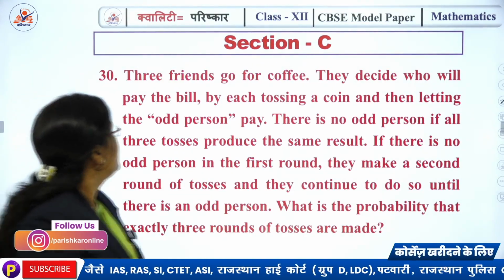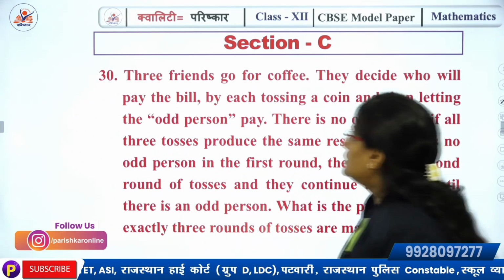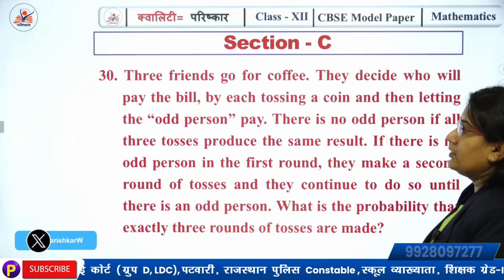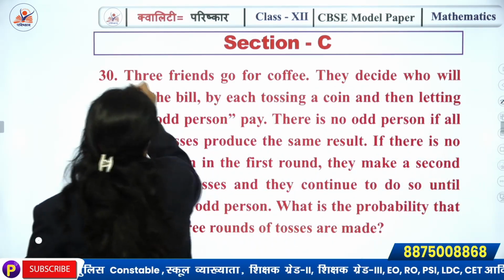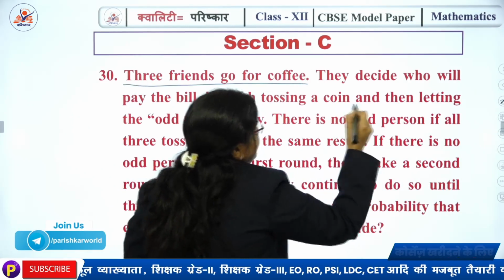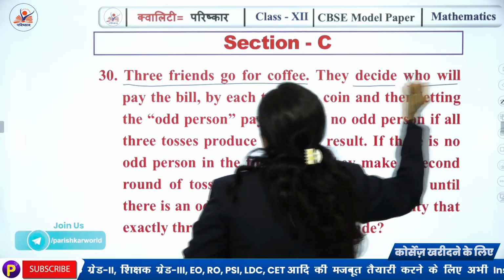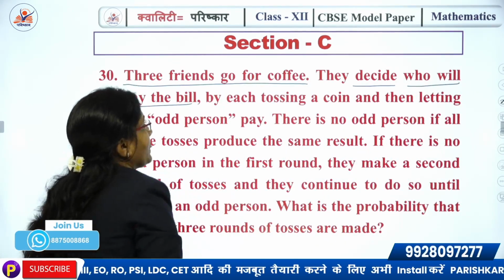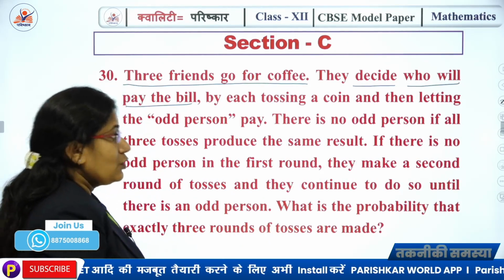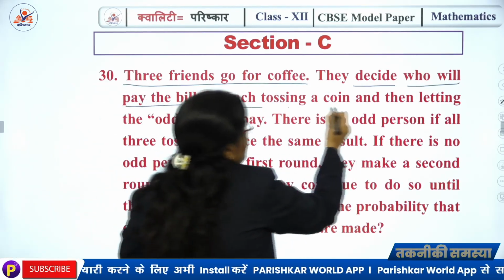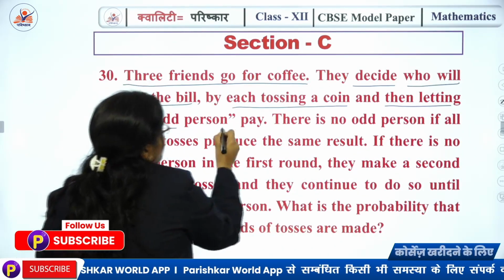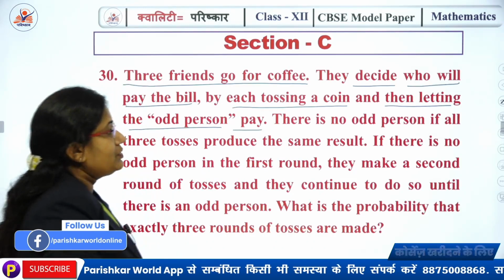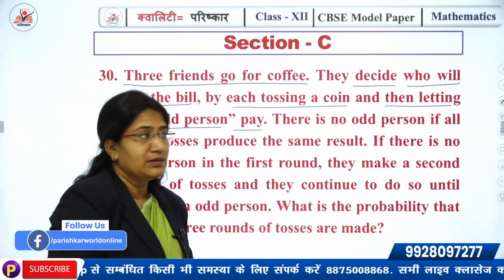Now the next question is: 3 friends go for coffee. Students, understand this question sincerely. 3 friends go to the coffee. They decide who will pay the bill by each tossing a coin and then letting the odd person pay. Okay students, what do you understand by this?